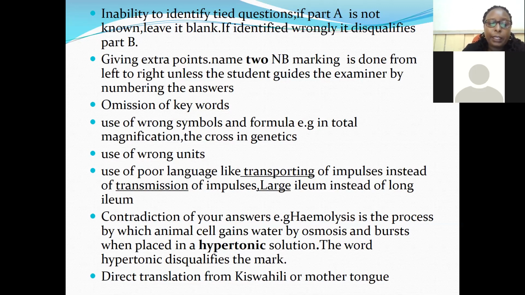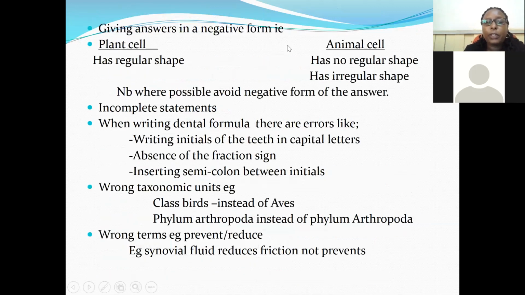Then another way is when we have direct translation from Kiswahili or mother tongue. That also has been a problem. Another way the students are going to lose out on marks is when giving the answers in a negative form, that means the student is going to negate.